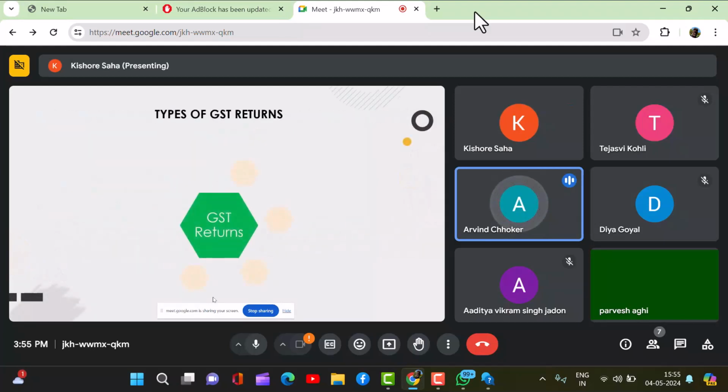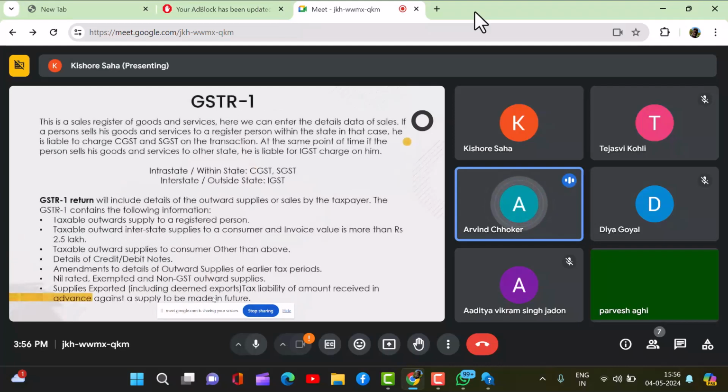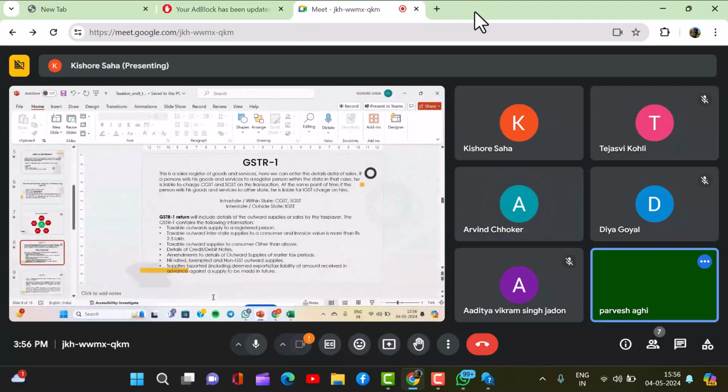Now talking about the types of GST returns. The first is GSTR 1. If our aggregate turnover is more than 5 crore, then we need to file by the 11th monthly. Second is GSTR 2A, which is view only. And GSTR 2B, both get auto-populated and are view only. GSTR 3B, we need to fill monthly. And GSTR 4 is for a composite dealer. Now Kishore will follow.